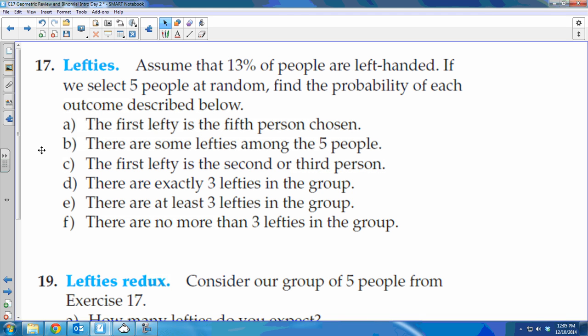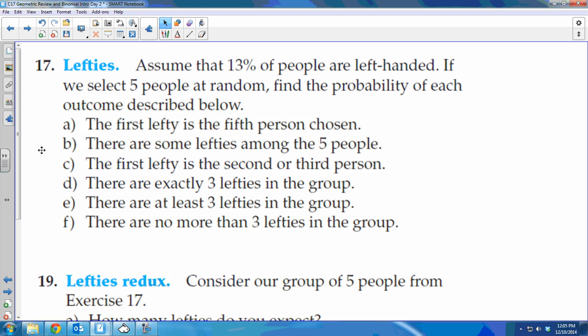We haven't learned the other model yet. I'm just making sure you can keep them separate. So before I even teach the other one, we're going to make sure you got this one. Alright, so assume that 13% of people are left-handed. If we select 5 people at random, find the probability of each outcome described below.